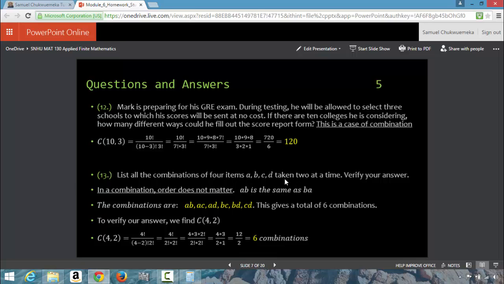Just do 4 combination 2. When you do 4 combination 2, or you say combination 2 from 4, you use the formula, and you still get 6 combinations. So that is how you verify it.